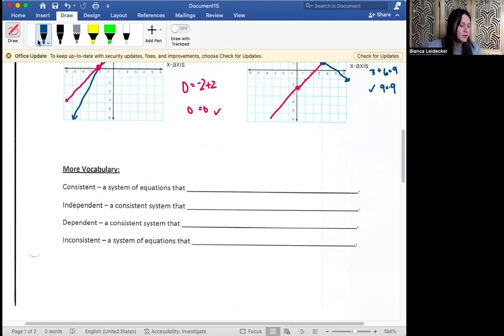Let's go over some of this vocabulary, some new words, and we're going to see this play out in just a sec. So, consistent. Consistent: a system of equations that has at least one solution.